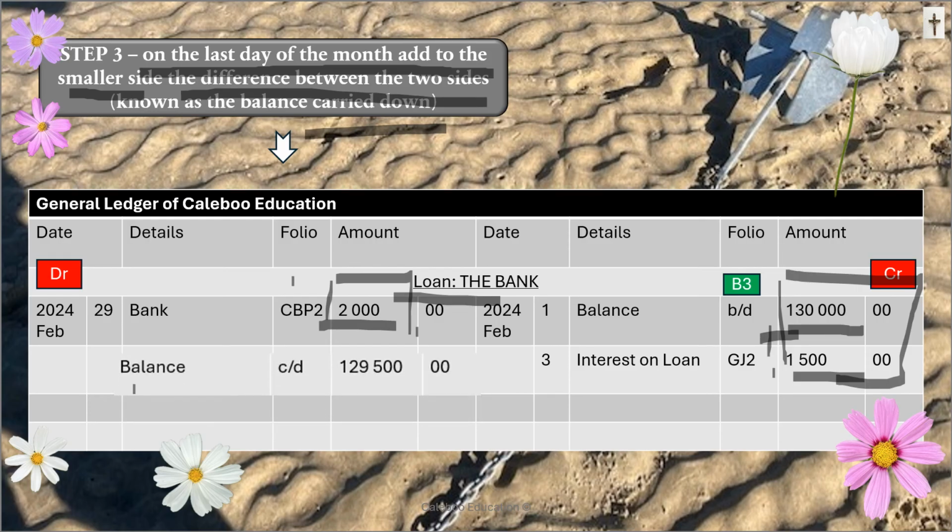So we see a balance carried down, and if I took the debit total minus the 2,000 credit, we will get 129,500. So step 3 says add to the smaller side on the last day of the month the balance carried down. So we've done step 3.